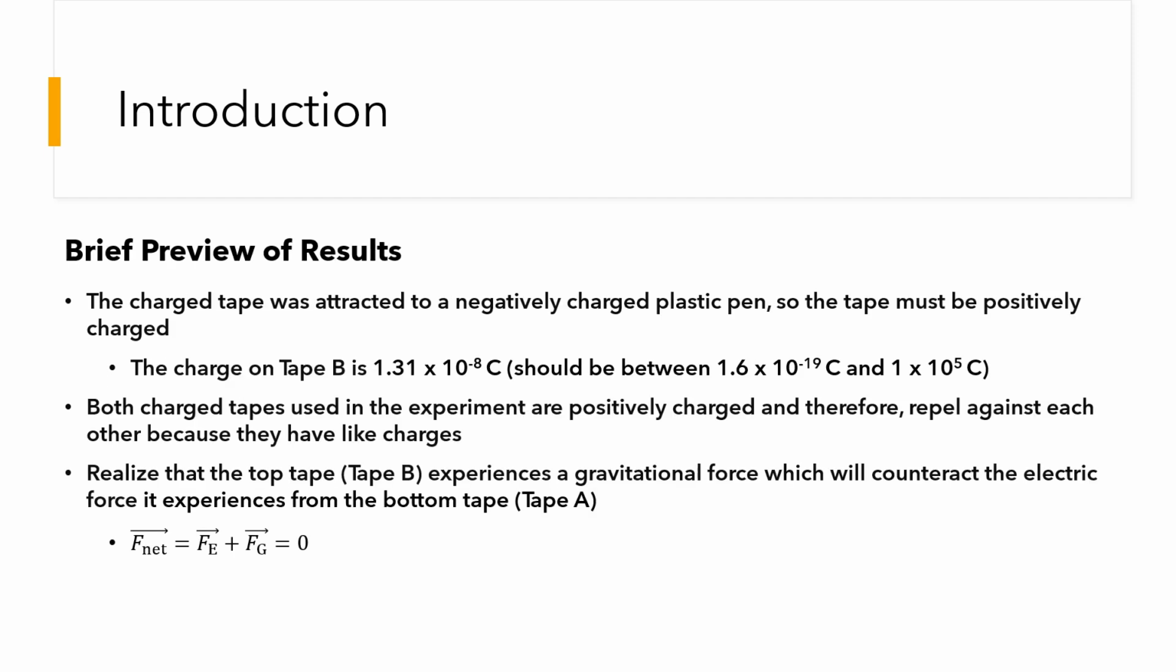To preview the results, I found that the charged tape is positively charged because it's attracted to a negatively charged pin. The charge of the tape is 1.31 times 10 to the negative 8 coulombs. Further, because both of the charged tapes have the same charge, they will repel each other. I also realized that the top tape, tape B, experiences a gravitational force that will counteract the electric force exerted by the bottom tape, tape A, hence the net force equation equaling 0 as shown below.